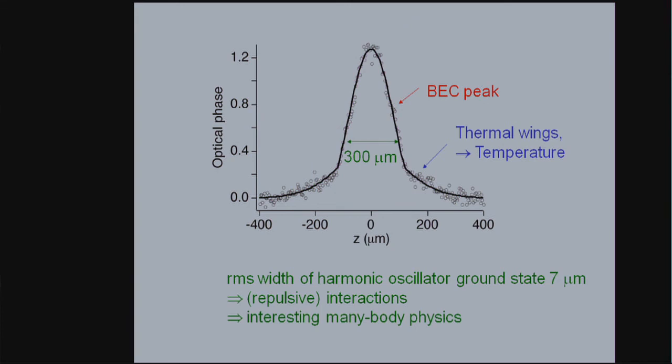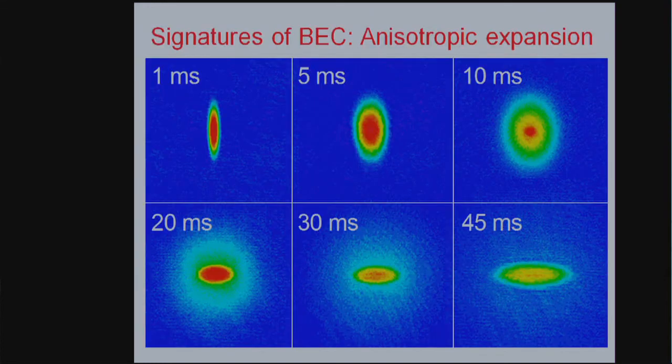When we look at the size of the condensate wave function, you realize what I just meant: the ground state wave function, the harmonic oscillator length, is 7 micron in the axial direction, but here we have 300 micron. So this condensate is completely dominated by interactions. And pretty much the whole shape, except maybe some details in the wings, is quantitatively described by the simple approximation I have explained to you.